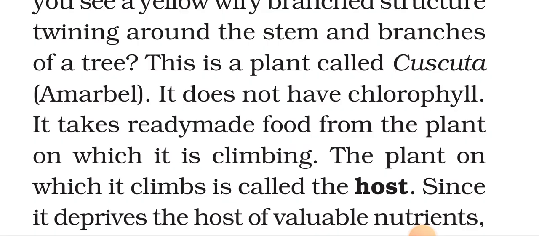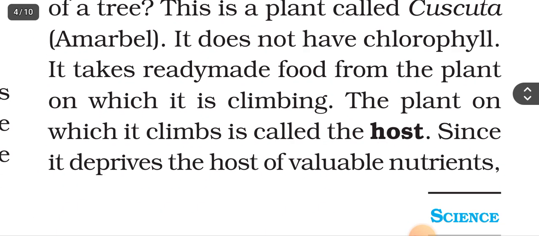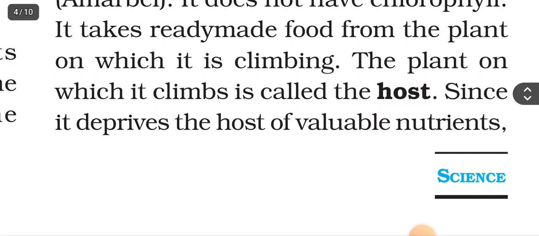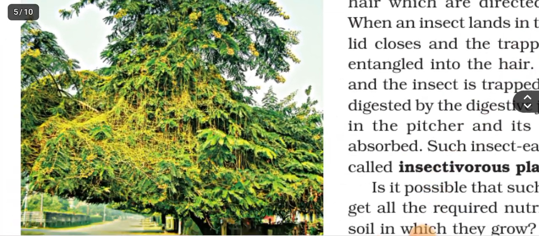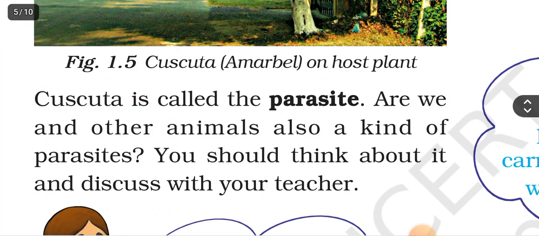A plant called Cuscuta. It does not have chlorophyll. It takes ready-made food from the plant on which it is climbing. The plant on which it climbs is called the host, since it deprives the host of valuable nutrients. Cuscuta is called the parasite.